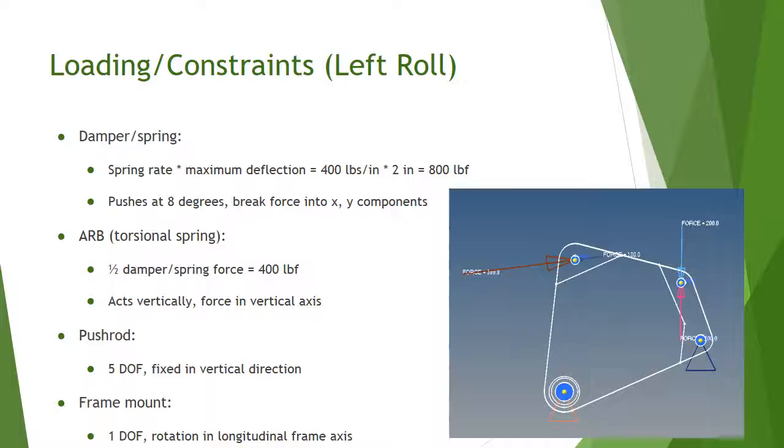The ARB will roughly see half the load the damper will, so therefore a 400-pound force vertical load going downwards is added since the ARB pushes the rocker downwards in a left roll. The push rod has no force added. It is fixed in the vertical direction. The frame mount has 1 degree of freedom, rotation around the z-axis to mimic the axis of rotation.